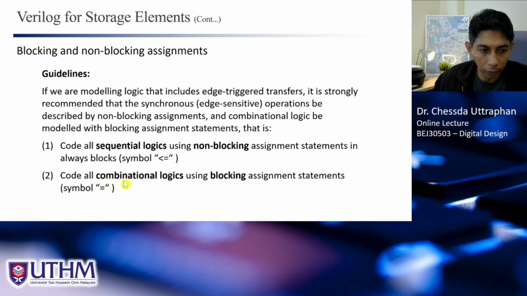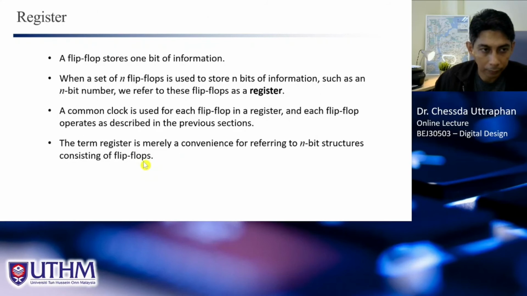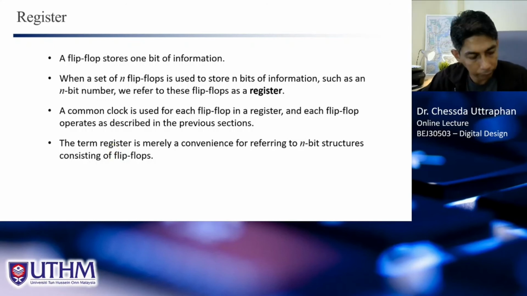But if you want to code or create the combinational circuit, the circuit that we have learned in chapter 3, we use the blocking assignment, which is the equal sign. This symbol is for sequential circuit, and this one is for combinational circuit. Then you will be safe. So that is the difference between the two, which is actually very important.